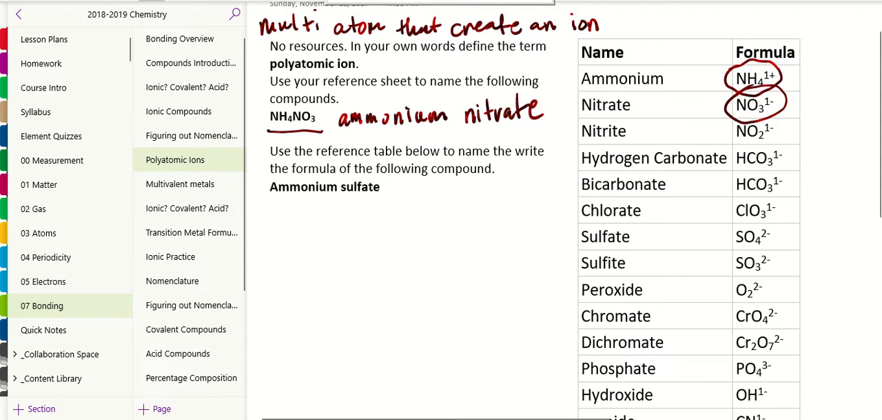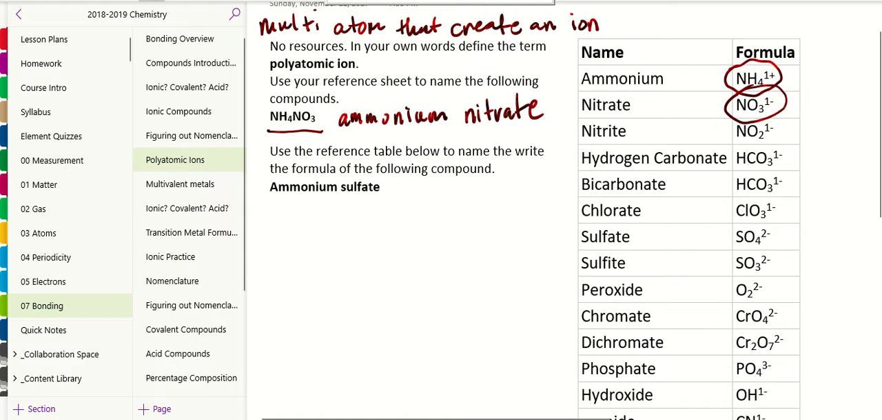Now, what happened to the charges? Overall, your compounds are what in charge? Neutral. All compounds are neutral in charge. So, you have 1 ammonium and 1 nitrate because +1 -1 cancels out and you have a neutral compound.